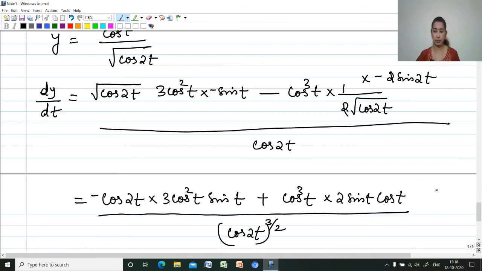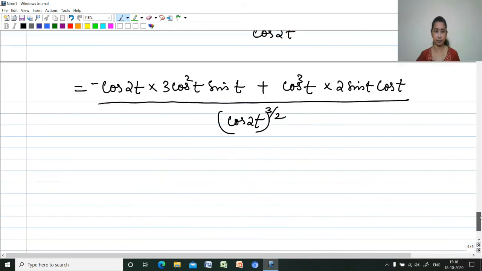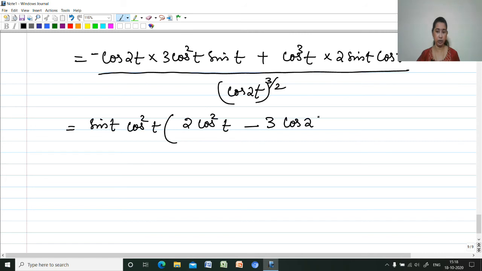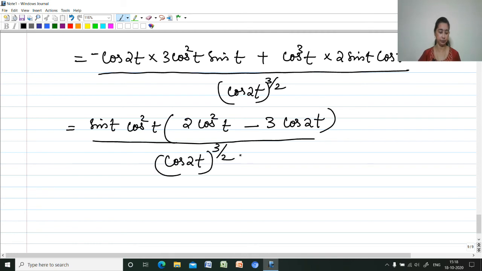Now common terms we can take outside. What are the common terms? Common terms means sin t cos square t is common. Sin t into cos square t. So sin t into cos square t taking out, remaining here it will be 2 cos square t, then remaining here minus 3 cos 2t, divided by cos 2t whole raised to 3 by 2.